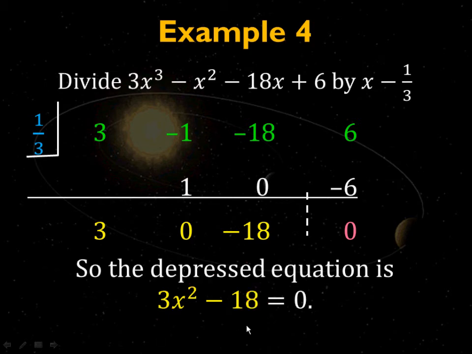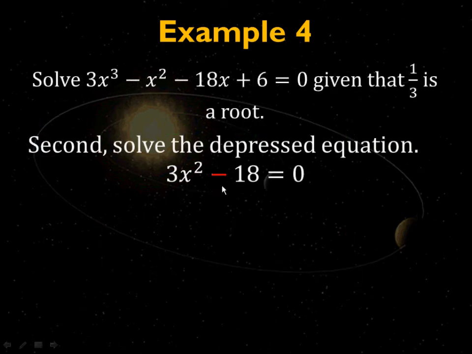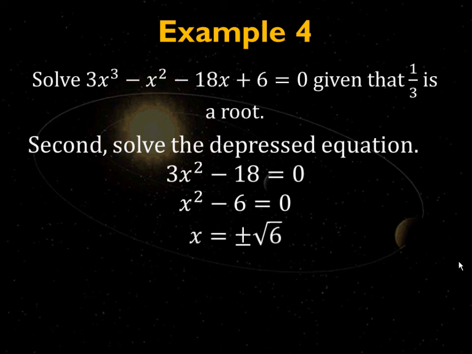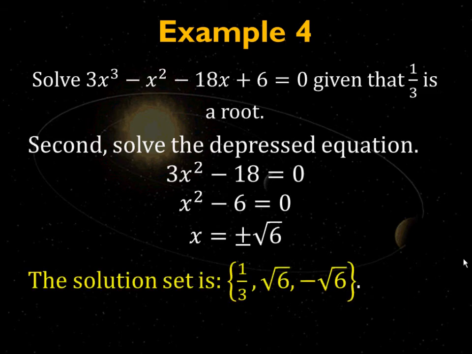Now, what you do with this one is you factor that one and you solve for x to get the other two roots. So you can divide both sides by 6 to get x squared minus 6 equals 0. So x is equal to plus or minus the square root of 6. So now the complete solution to the polynomial in example 4 is 1/3, radical 6, and negative radical 6.